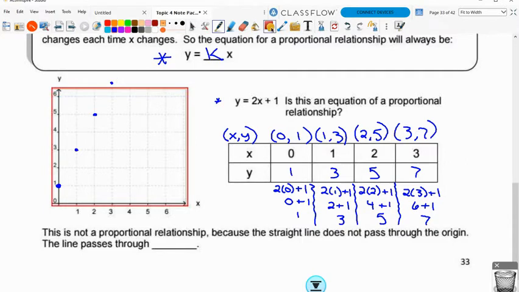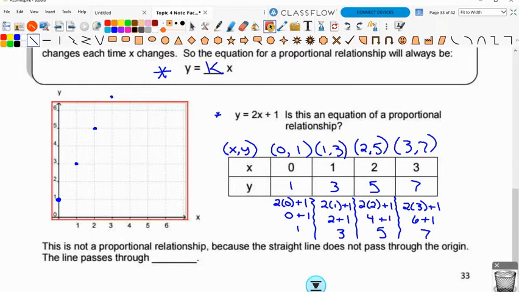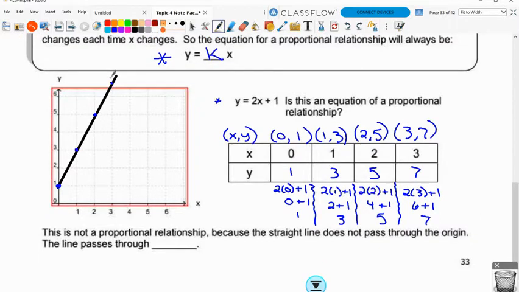And now use a straight edge in order to connect all of your points. And it would look something like this. Don't forget your arrow at the end. So this is what the graph of this equation, y equals 2x plus 1, looks like. We want to know if this is a proportional relationship. Remember, for the graph to be a proportional relationship, it needs to be a straight line that passes through the origin. This is definitely a straight line, no arguments there, but it is not starting at the origin.